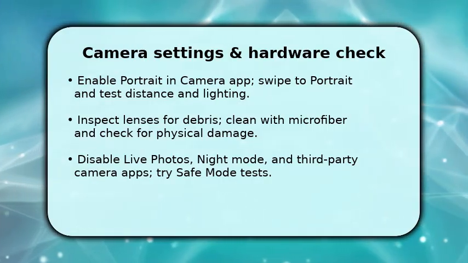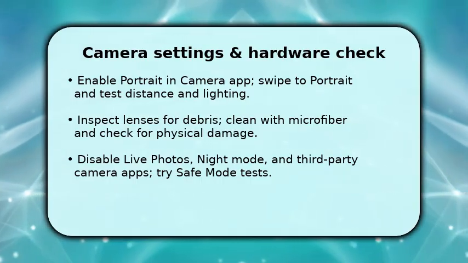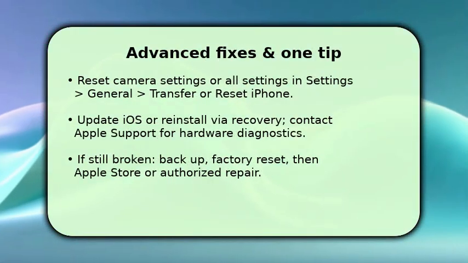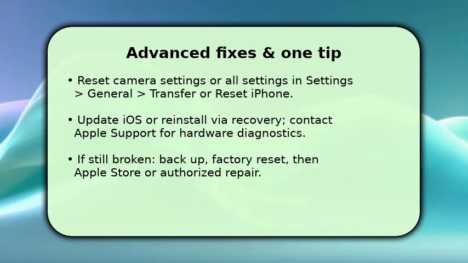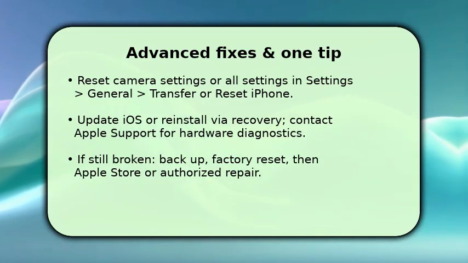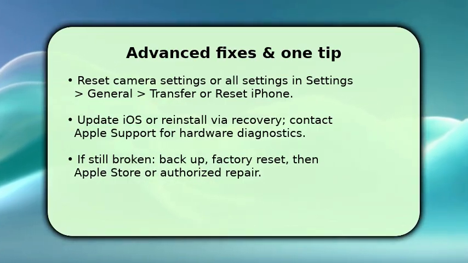For advanced fixes, reset camera settings or use Settings, General, Transfer or Reset iPhone to reset all settings. This clears misconfigurations without erasing data. If that fails, update iOS or reinstall using recovery mode to address deeper software corruption. Make sure to back up before any major restore.